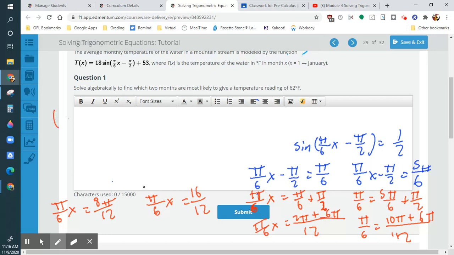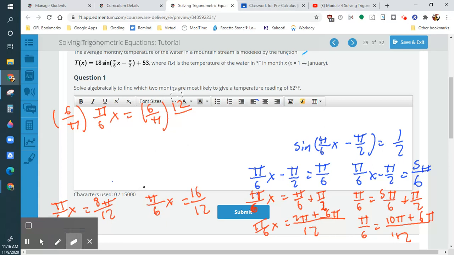So here I'm going to multiply by 6 over pi to get rid of this pi over 6. And this is going to equal 6 pi times 12 over 12. Whoops. I didn't do that.